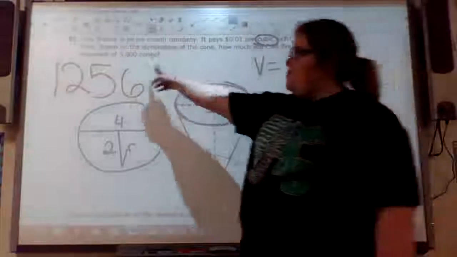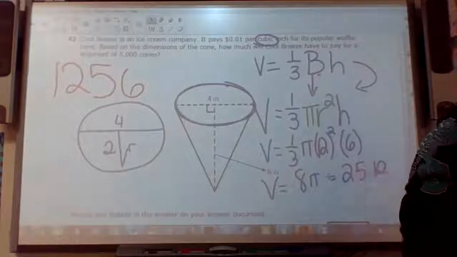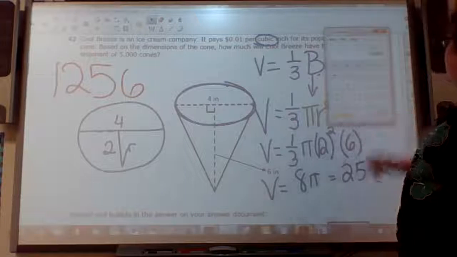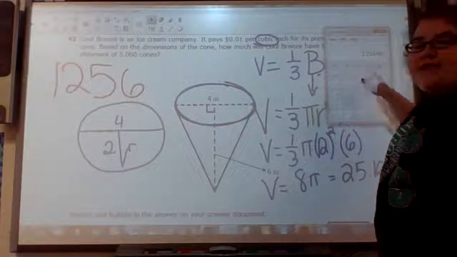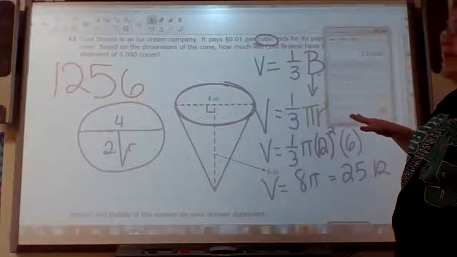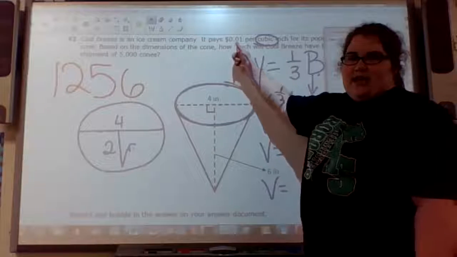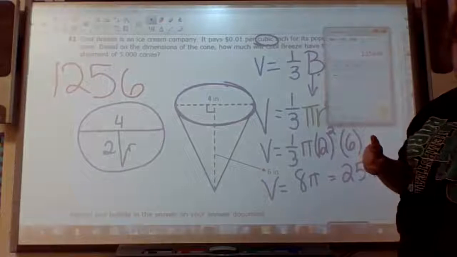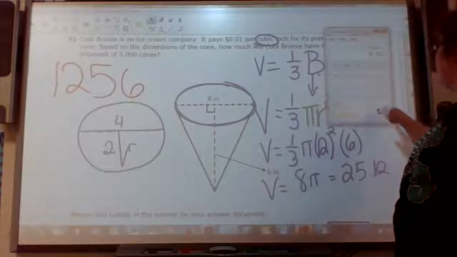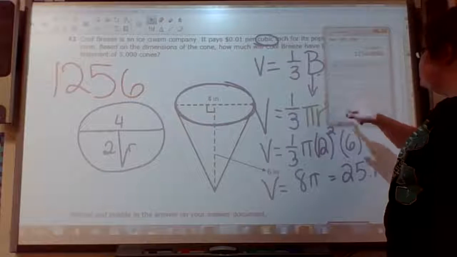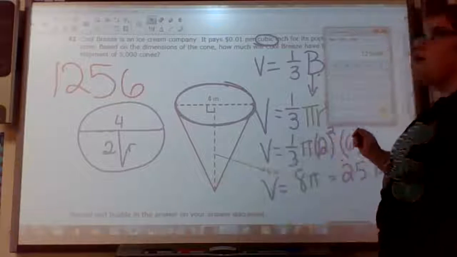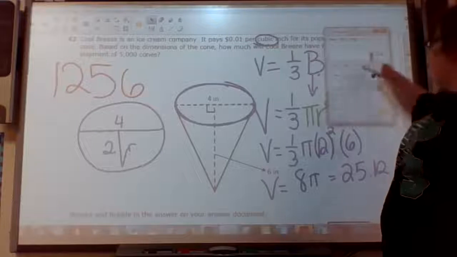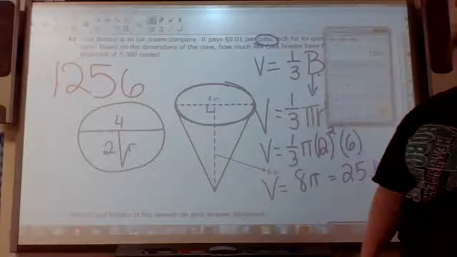Whew. I want how many cones? 5,000. That means I have to take this volume and multiply by 5,000. This is the total volume for all 5,000 cones. The question doesn't ask for the total volume. It asks how much money they are going to get. So that means I have to divide that by the cent. Divide by 0.01. Nope, not divide. You're right, you just have to multiply, because it's a penny for each cubic inch. Duh, it's Friday. Times 0.01. And I get $1,256. And I'm done.